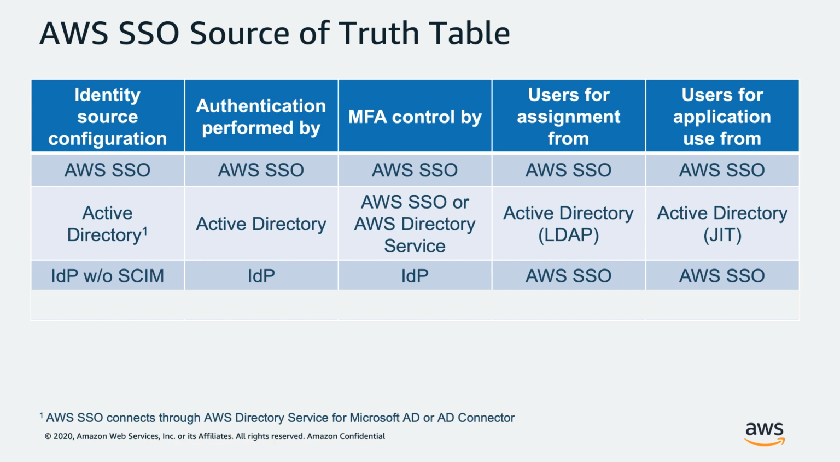If you use a SAML IDP but manually provision users and groups into AWS SSO, then AWS SSO uses the SAML IDP to authenticate, and you manage MFA at the IDP. The AWS SSO administrator adds users and groups to the SSO Identity Store, which is the source for permission sets and application assignments, and for user metadata used by AWS SSO integrated applications. Finally, if you use the SAML IDP with SCIM synchronization, the IDP is the source of truth for authentication, MFA, user information for assignments, and user information for application use.